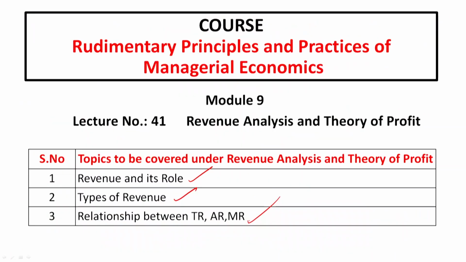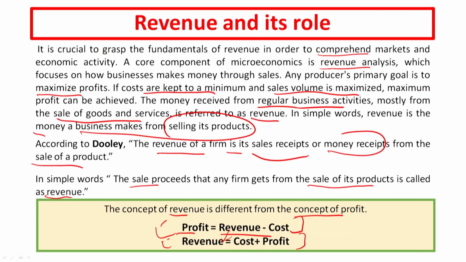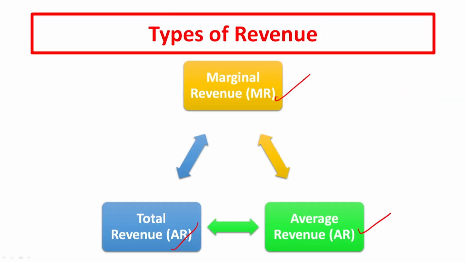In this presentation, we have covered basically 3 topics, as you remember: revenue and its role, types of revenue, and the relationship between TR, AR and MR. I discussed the relevance of revenue with you. Then I discussed the difference between revenue and profit. The formula for profit was revenue minus cost, and the formula for revenue was cost plus profit. Then I discussed with you these 3 types of revenue: total revenue, average revenue and marginal revenue.